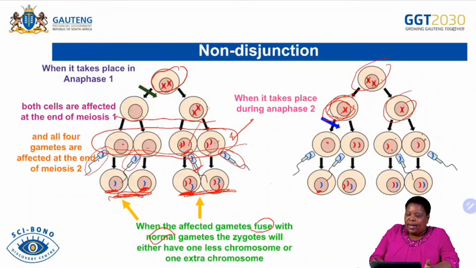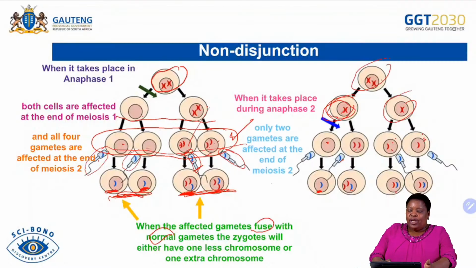Let's check the other one. Here we've got 2, and then 1 from the normal gamete. Then when this normal gamete fuses with this one, we're going to have 1, 2, 3, right? And then these are the haploid cells again fusing with the sperm cells. We're going to have what? 2, 2. So this side we've got normal meiosis taking place, and on this side, we've got abnormal meiosis taking place. So only two gametes are affected at the end of meiosis 2. Can you see that?